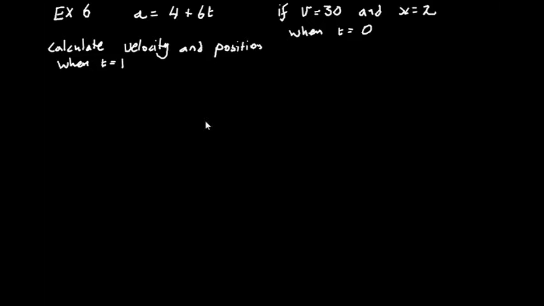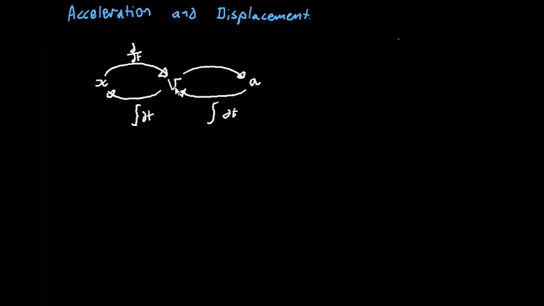And we've given some initial constraints. If v is equal to 30 and x is equal to 2 when time is 0. So our initial position and velocity at time equals 0 are these two here. What we want to calculate is the velocity and position when time is equal to 1. So again, to start with, we need to find velocity, and that's by finding the antiderivative of a.